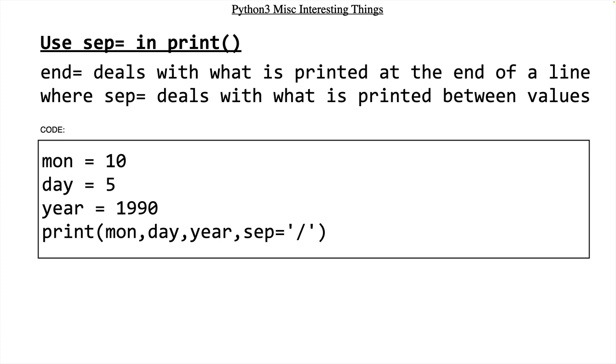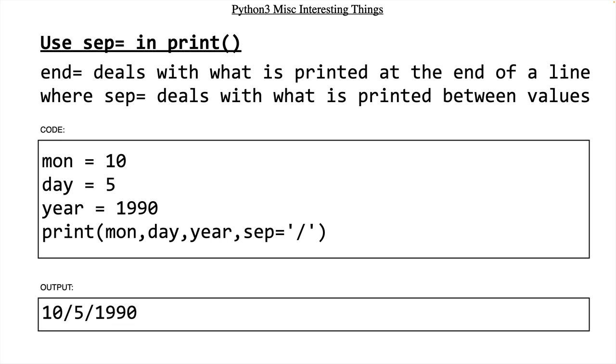So here I set a month, a day, and a year, and then I print those out, and I say I want the separator between these values, instead of being a single space like it would normally be, I want it to be a slash character. And that print statement would output the month, the day, and the year with a slash between them.